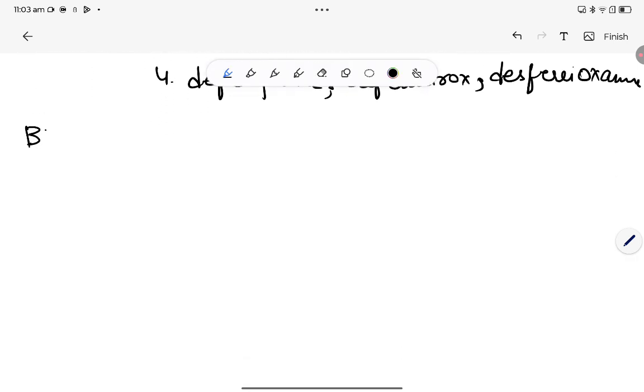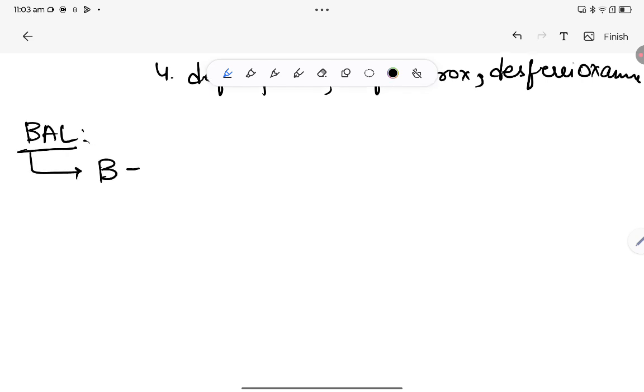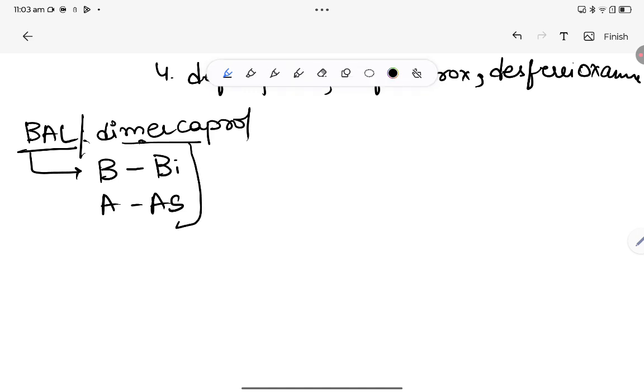Let us start with British anti-Lewisite. Obviously, the mechanism of action stays the same. It forms a chelate with the heavy metal. This British anti-Lewisite is usually used in the treatment of poisoning with B for bismuth, A for arsenic, and BAL is also called as Dimercaprol. So, this is also used in the treatment of mercury poisoning.